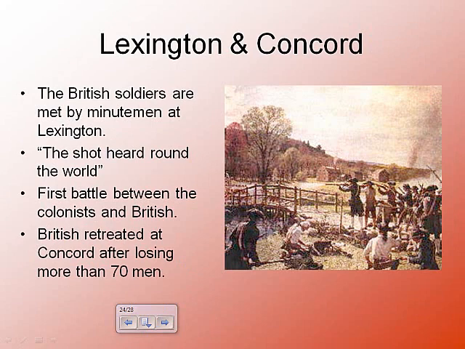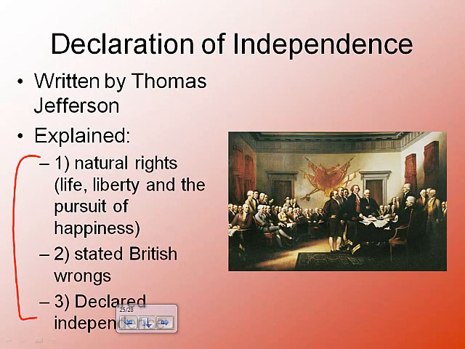The first battle we'll learn about in Chapter 7 is the Battle of Bunker Hill. But definitely the first time that colonists and these untrained soldiers are fighting the best military power in the world, the British. The British retreated at Concord after losing more than 70 men. This leads to the Declaration of Independence. When we get to the government unit, we'll spend a couple days actually on the Declaration of Independence.